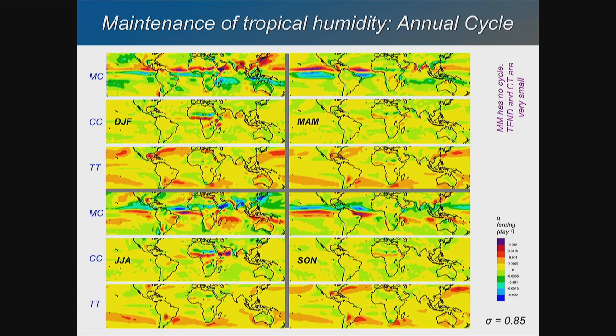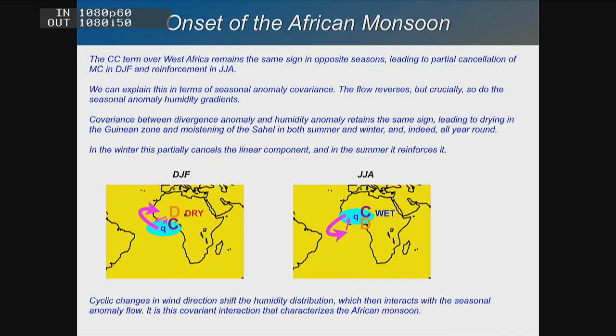It doesn't change sign. And so the African monsoon exists in the summer because it's a reinforcement between the MC term and the CC term, and it's not there in the winter because there's a cancellation between these two terms. I'm still getting to grips with this, but my understanding of my results, I'm just going to read this to you. The CC term over West Africa remains the same sign in opposite seasons, leading to a partial cancellation of MC in DJF and reinforcement in JJA.